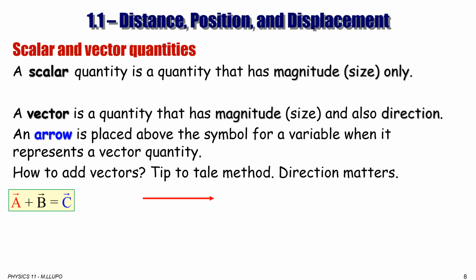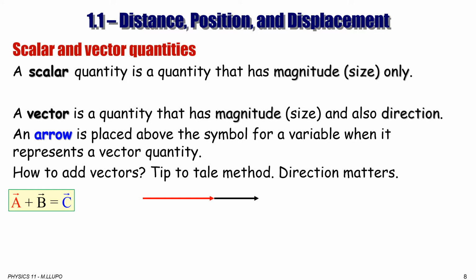Let's say that we draw vector A first, and that vector A has to be proportional to its magnitude. Then immediately after vector A, we draw vector B. Where vector A ends, vector B starts. The start of the vector is called the tail, and the end of the vector, where the arrow is, is called the tip. So we place the tail of vector B at the tip of vector A. That's why it's called the tip to tail method.